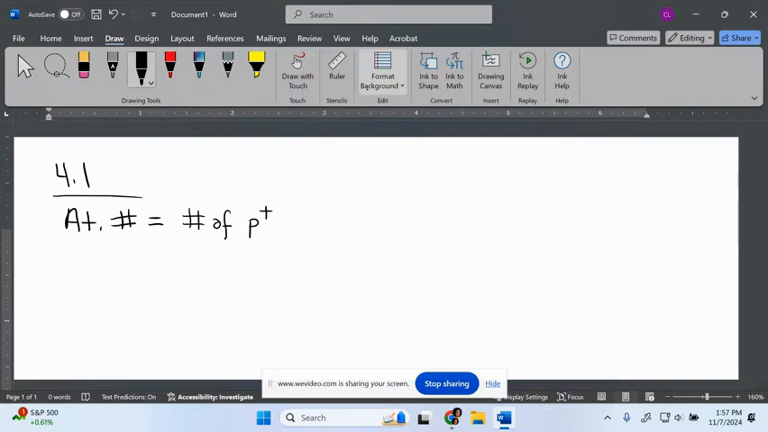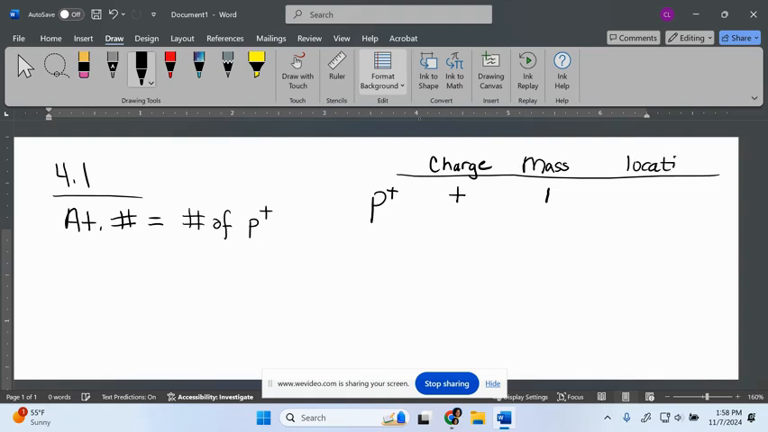Your protons have a positive charge. So if we did a chart here comparing these, your proton's charge would be positive. Its mass number for a single proton is also 1. And its location, which is another question on there, is in the nucleus.